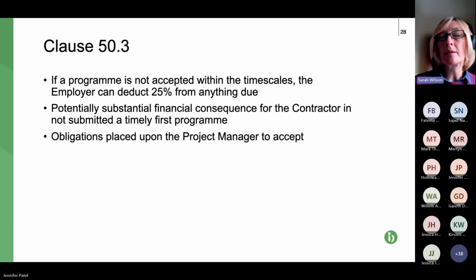If your program isn't appended to the contract, you're going to have to submit it once the contract's signed. So make sure you get it in within the timescales. Otherwise, the client is entitled to deduct that 25%, which won't be great for cash flow. You would then obviously submit your program, and the next interim payment application, you'd be entitled to your 25% to be paid. But it's not a great start, and it's not going to impress your bosses.